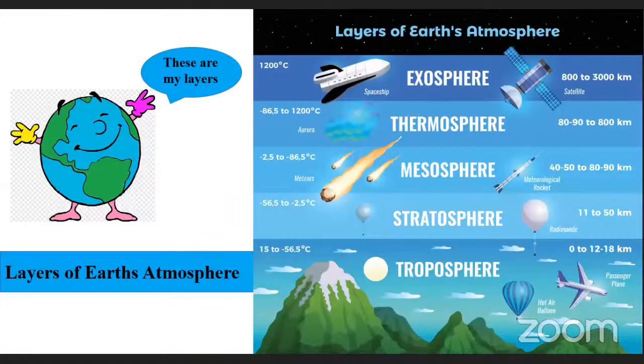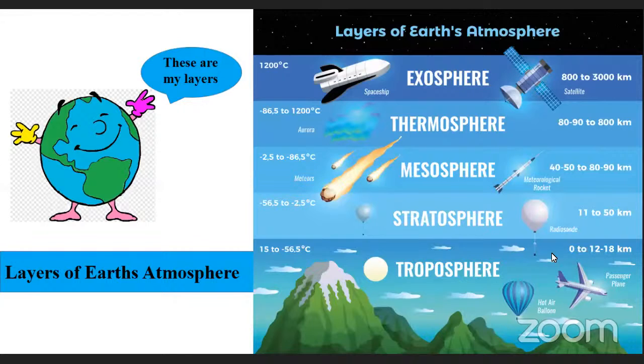The layers: the very first layer is the troposphere, then the stratosphere, mesosphere, thermosphere, and exosphere. And we should know how much distance each covers. Please note it down, students. Today itself, please note down the key points from this lecture and maintain one small pocket note regarding these key points.